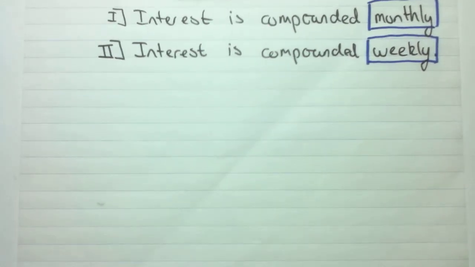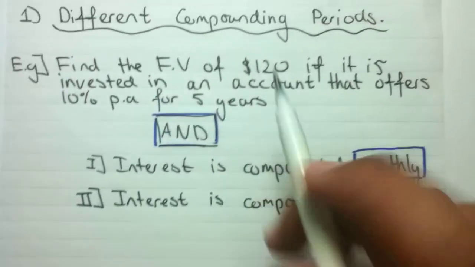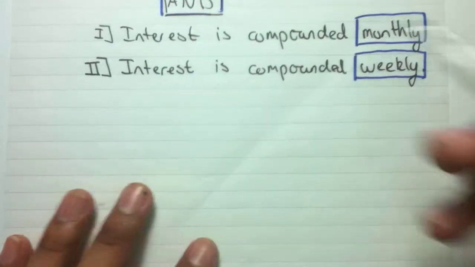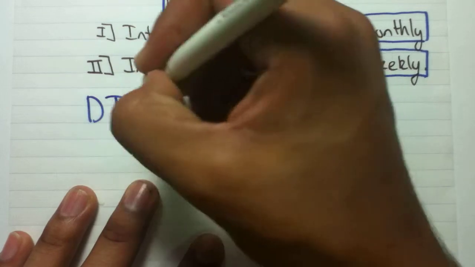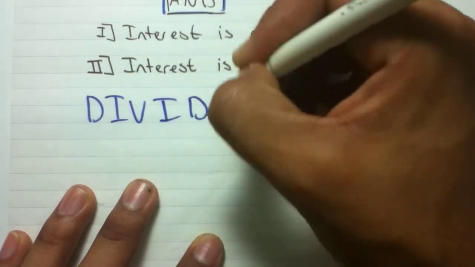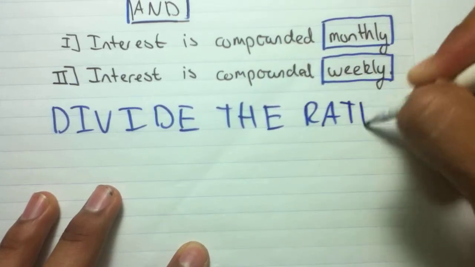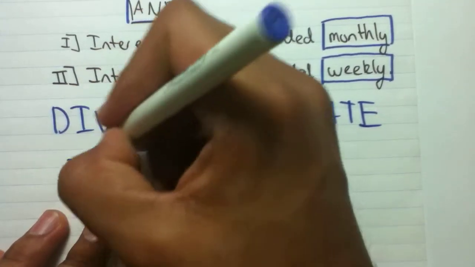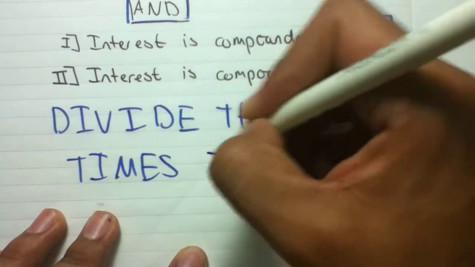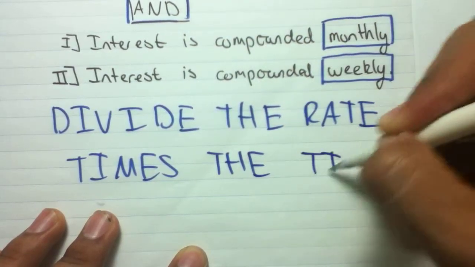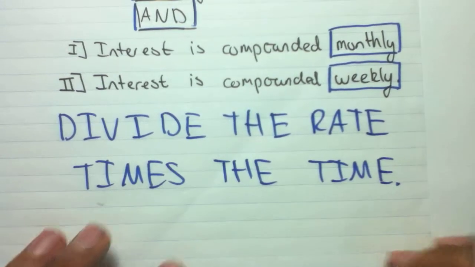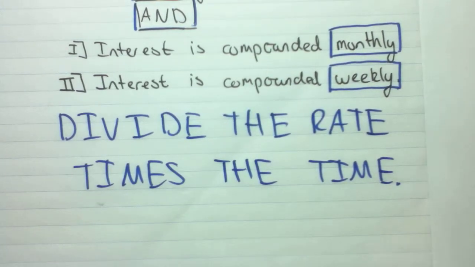Now, before we begin, there is a little rule that I suggest you remember, and just make sure this sticks with you. Whenever you have these types of questions where the compounding periods are not yearly, all you must do is this: you divide the rate and you times the time. Divide the rate and times the time. Keep saying it until it sticks with you.